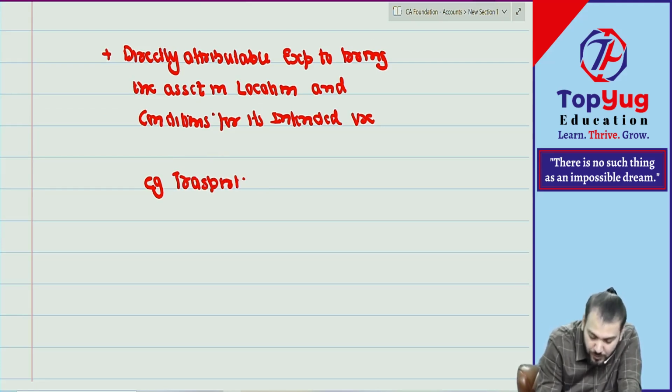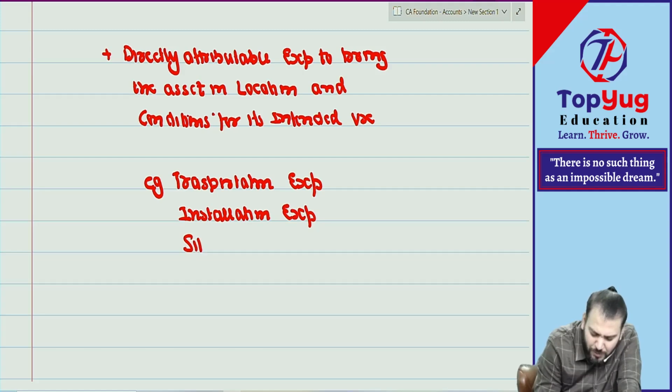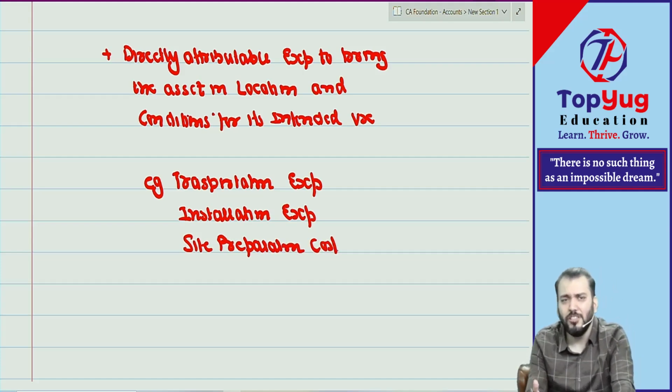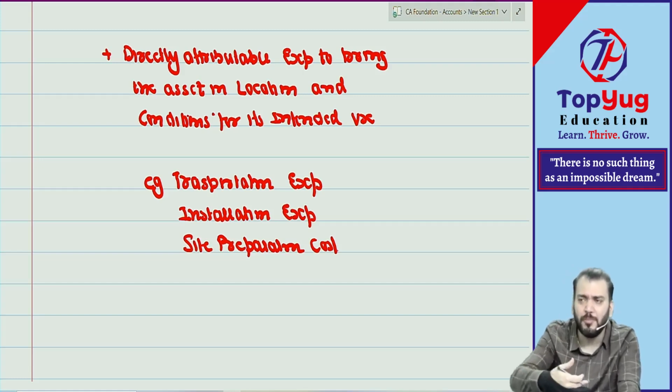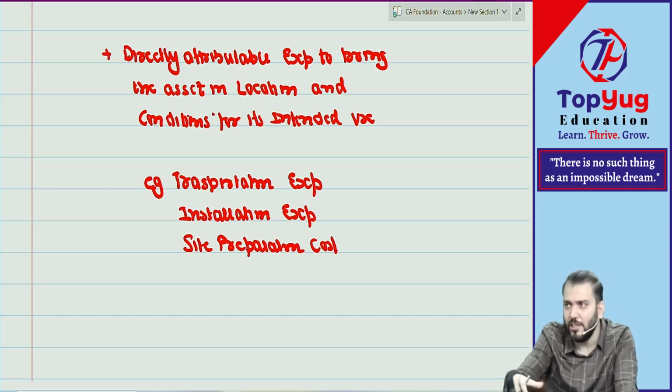Transportation expense. Second example, installation. I'm writing installation expense. Then one more example is site preparation cost. For example, you need to install one plant machinery. For installing plant machinery, first you need to prepare one site and then you need to install it. So that site preparation also requires some expenses.